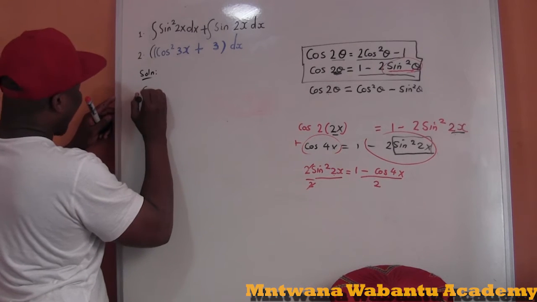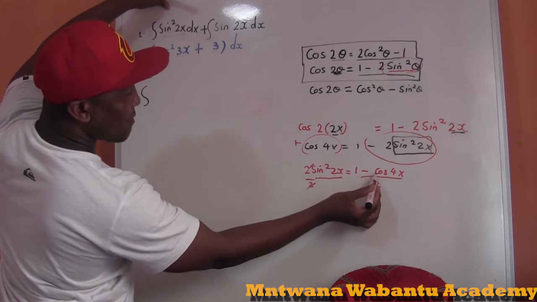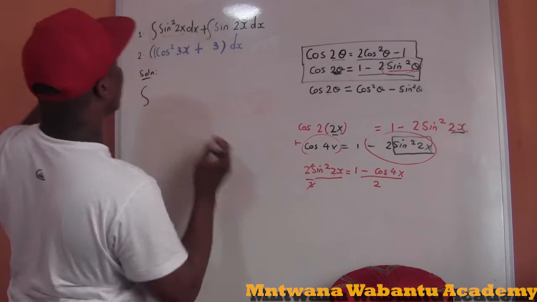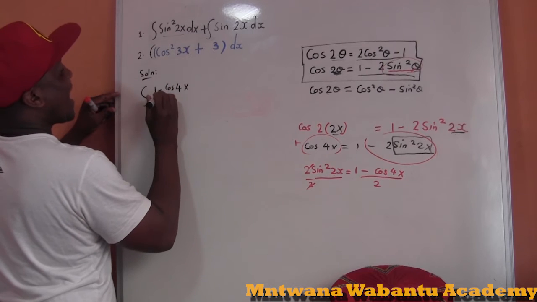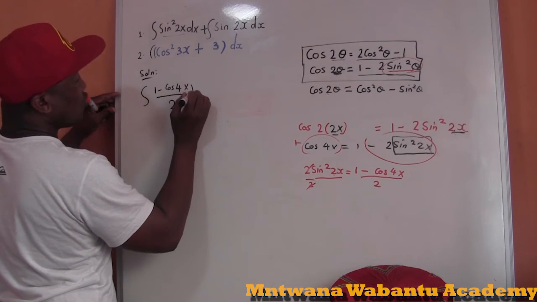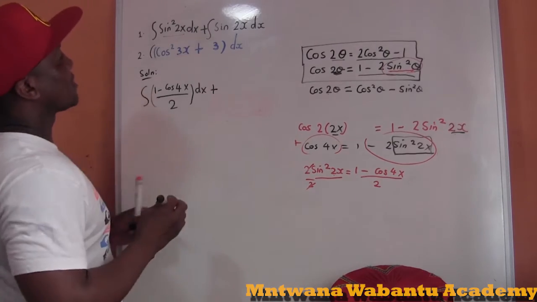Instead of sine square 2x, I'll replace it with 1 minus cos of 4x divided by 2. So I'll replace by 1 minus cos 4x over 2, and then we still have a dx. This is very easy.